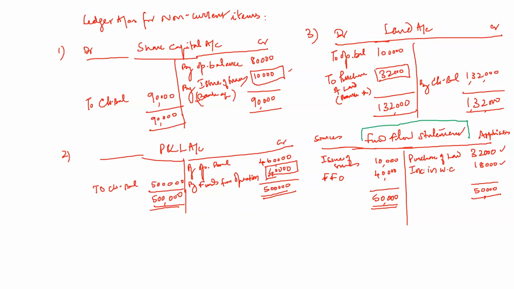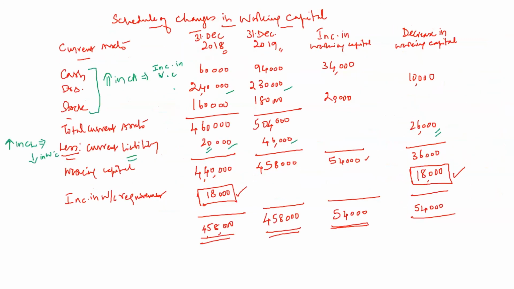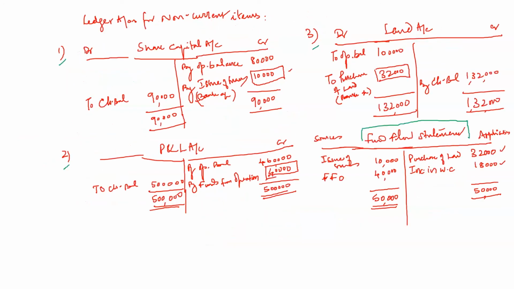These are working notes number 1, 2 and 3. First, we prepared the schedule of changes in working capital to know the increase or decrease in the working capital requirement. And we observed that there was an increase in working capital requirement by 18,000, in this case in Ram's Traders. And that 18,000 was shown as part of increase in working capital here in the fund flow statement.